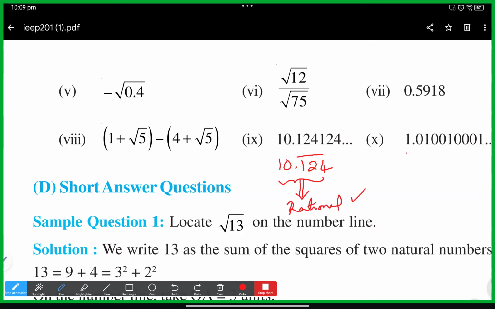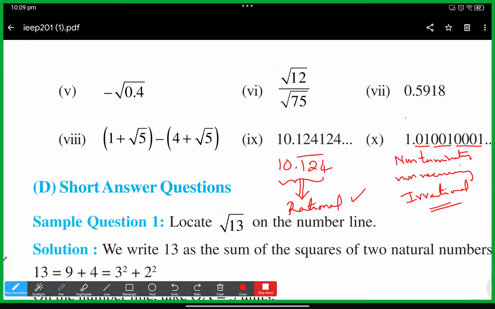And finally, this one will be 1 point 010010001. This is also irrational. This is non-terminating, non-recurring. Non-recurring means none of the part is repeating, because here we see 0, 1, 0, 0, 1, 0, 0, 0, 1 like that. So non-terminating, non-recurring decimals are the only decimals which are irrational. The remaining, all terminating decimals and non-terminating recurring decimals, are rational, whereas this one is irrational.